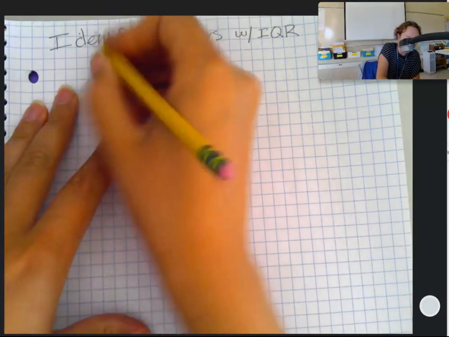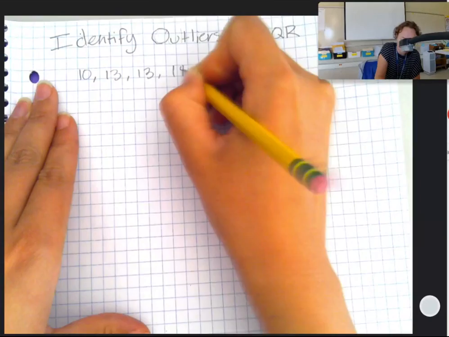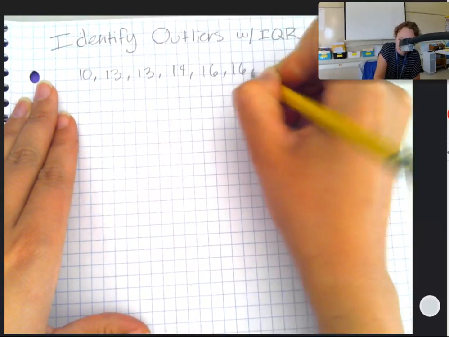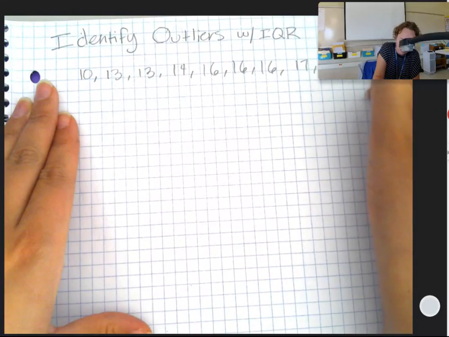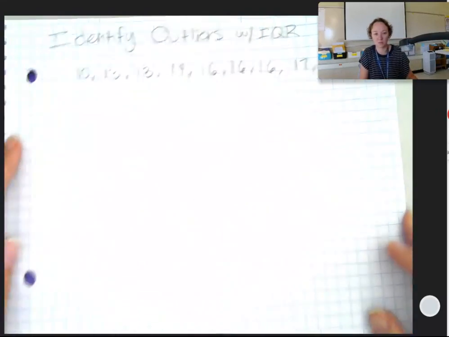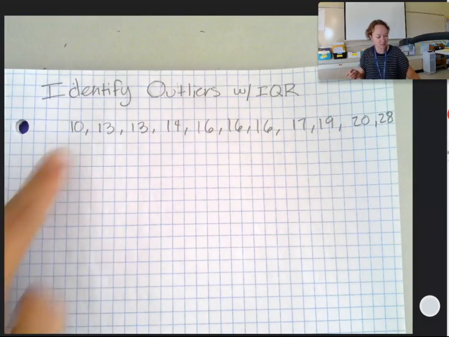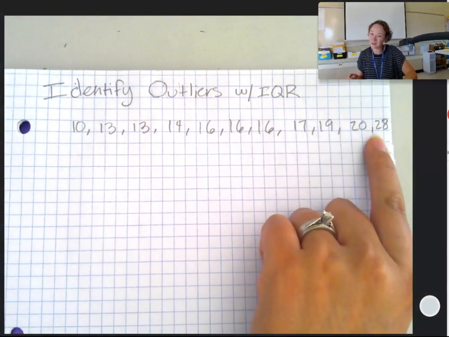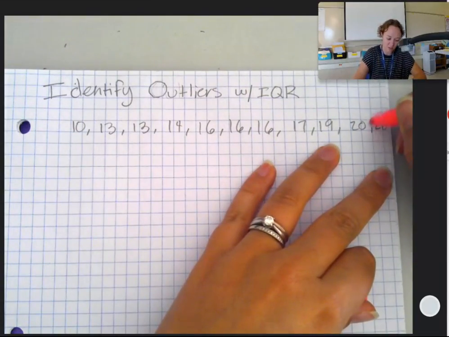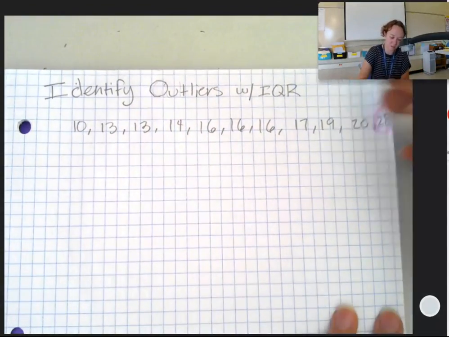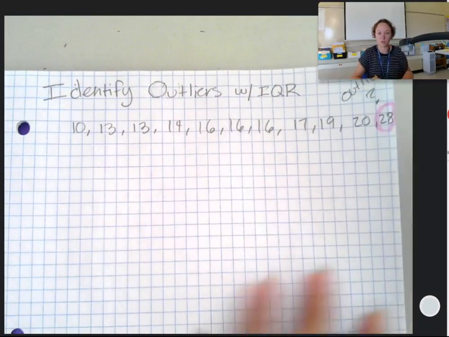So let's start with the data set. We're going to go with 10, 2 13s, 14, 3 16s, 17, 19, 20, and 28. All right, so at first glance, that 10 is kind of small. They're in order. The 28 looks kind of big, right? So this is the one that we're wondering, is it an outlier? It's pretty far away from the others, but we don't know. Maybe it's an outlier. And so we're going to do some math to prove it.